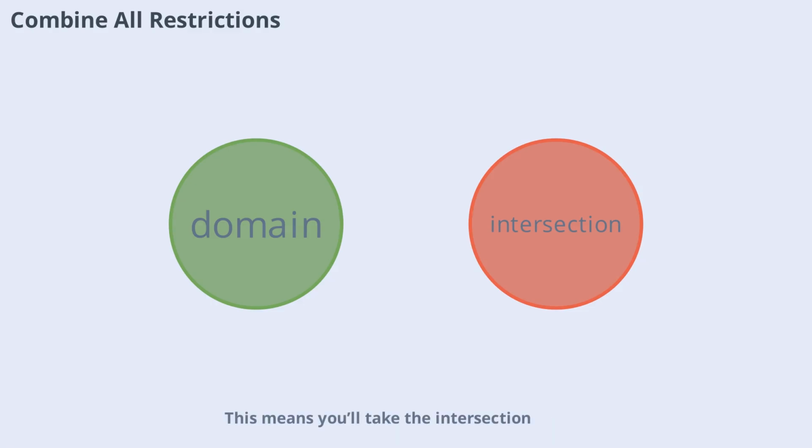This means you'll take the intersection of all valid x values from each restriction. Only the values that satisfy every condition will be included in the domain. This approach ensures that the function is defined for every x in the domain.